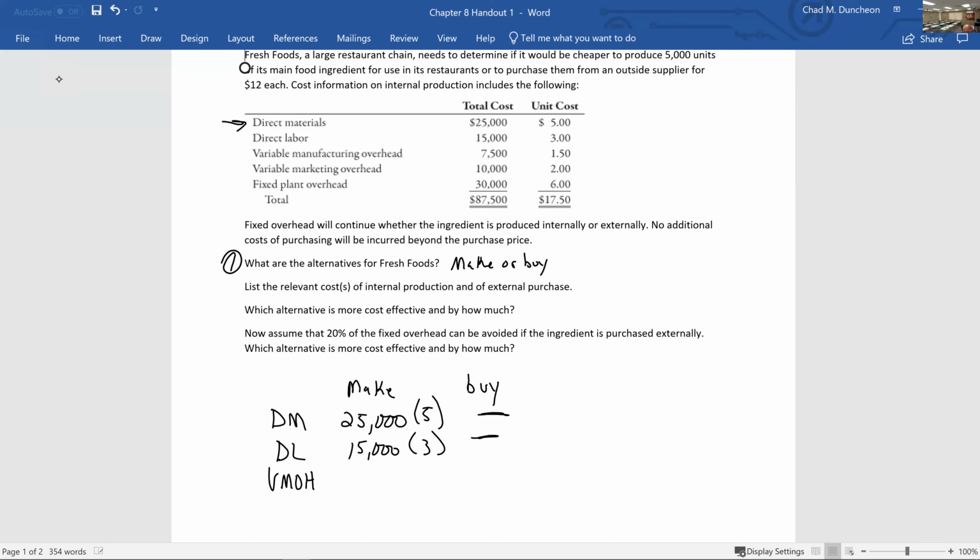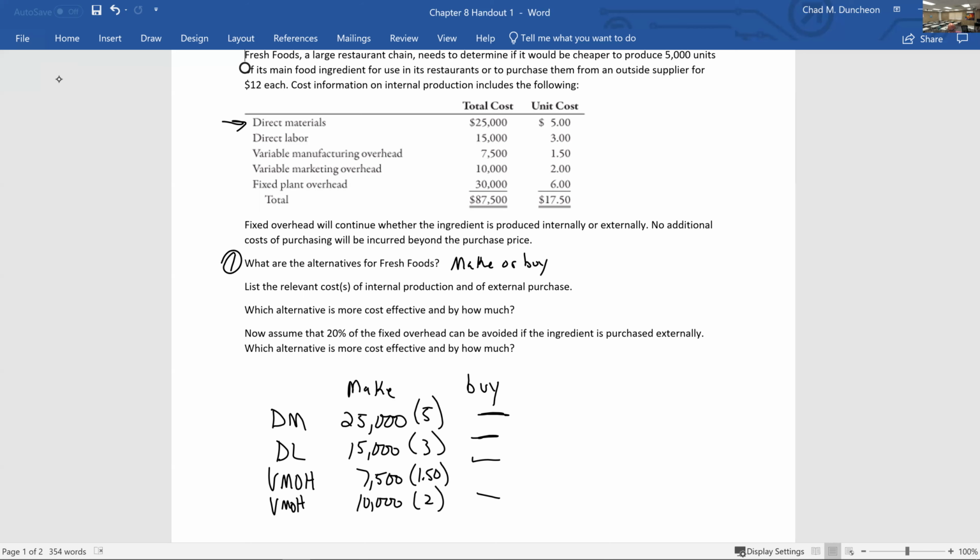Next, we have our variable manufacturing overhead. That is definitely relevant to our decision making. Then we have our variable marketing overhead. Again, since it's variable, it depends on production of this, so it's definitely relevant to our decision making. And we don't have any of those costs if we were to buy the product, right?